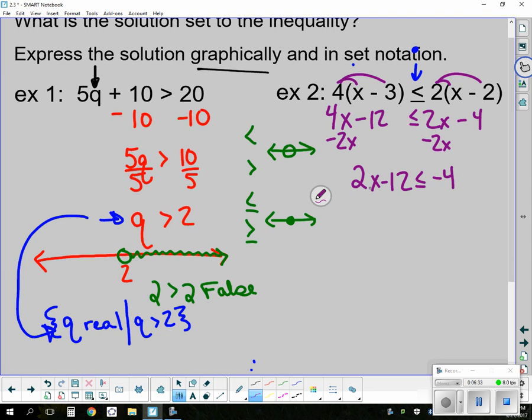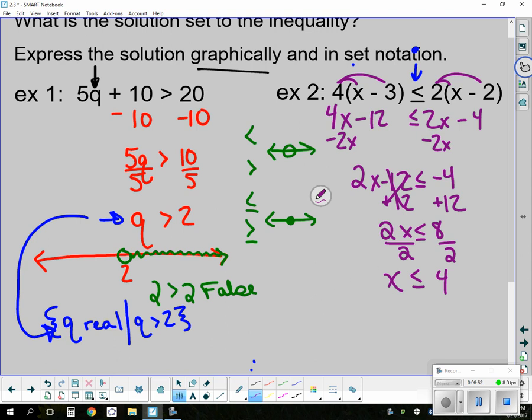Looking at your x value, get rid of the numbers that are on the same side as it. Choosing to add 12 first to get rid of the minus 12. 2x is less than or equal to 8. And then divide by 2 to get x all by itself. X is less than or equal to 4.